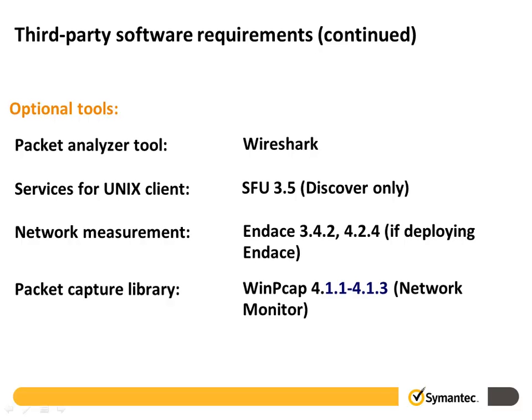If you're going to be scanning Unix shares with Network Discover, Services for Unix 3.5 should be installed onto the Network Discover server. If you're using high-performance network interface cards such as Napatech for network monitor, we suggest network measurement tools, so NTAPI 3.42 or 4.24 are suggested. And for packet capture, when running network monitor on a Windows operating system, WinPcap 4.1.1 to 4.1.3 are the supported packet capture libraries.